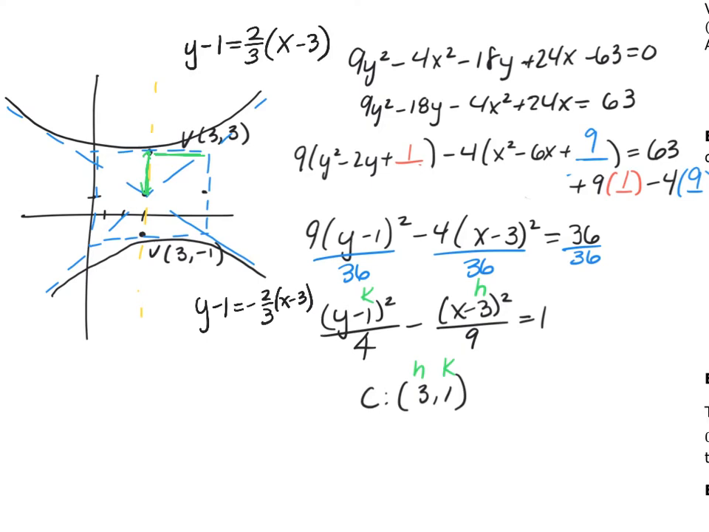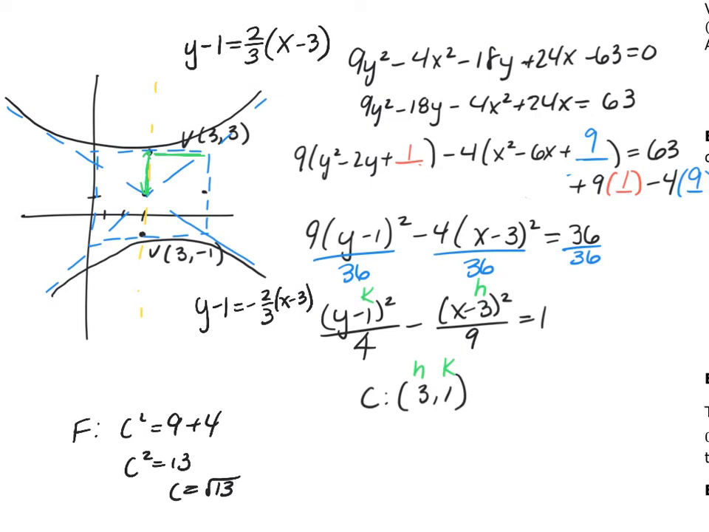Last thing I have to do is find my foci. My foci are going to be c squared is equal to 9 plus 4. C squared is equal to 13. C is equal to the square root of 13. My foci are going to be along that yellow dotted line.